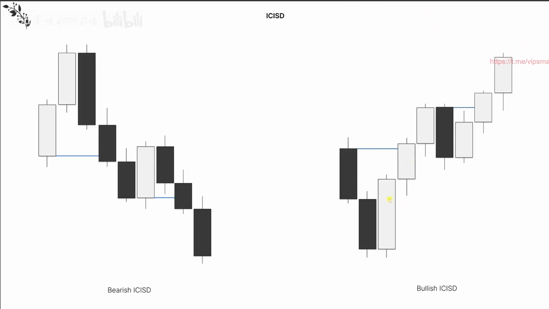Here we have a similar example on the right. As you see, we have this original change in state of delivery, price trade away from. Then we have this opposing candle, price closes above it. We want to now deem this low as protected and want to see price expand away from this ICISD.